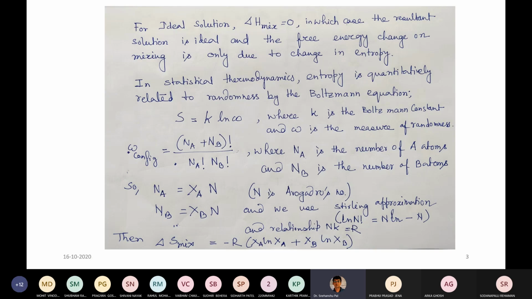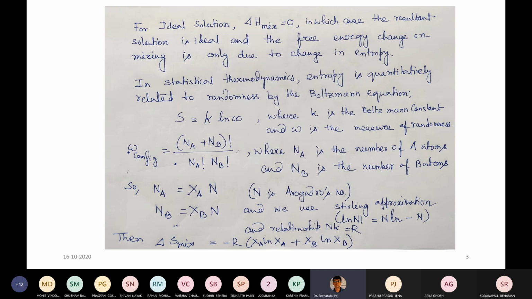So if you go for statistical thermodynamics, till now what we understood about entropy, we related towards vibration, meaning we considered thermal entropy. But now we have to understand what configurational entropy, or entropy due to mixing, is. So the change in entropy due to mixing is related to configurational entropy.